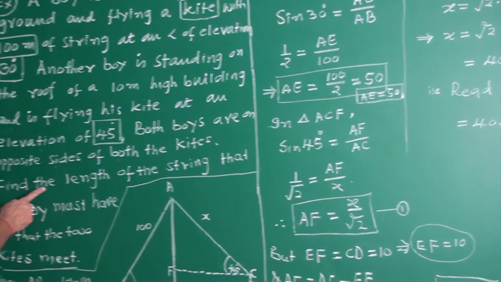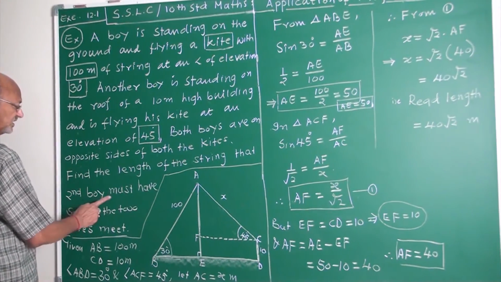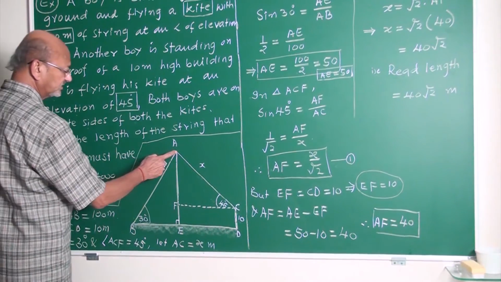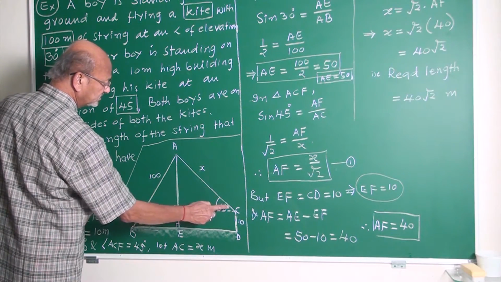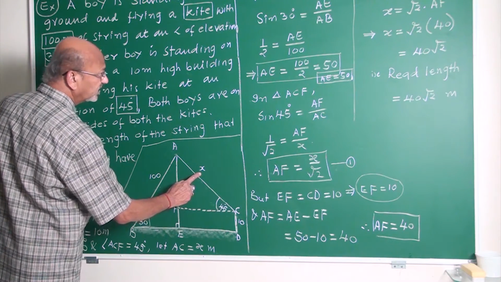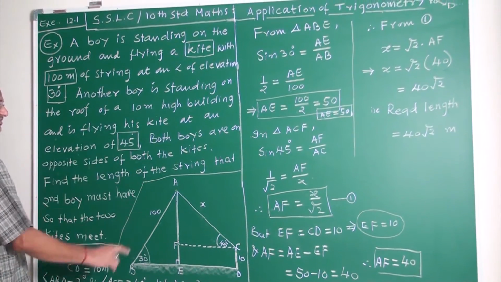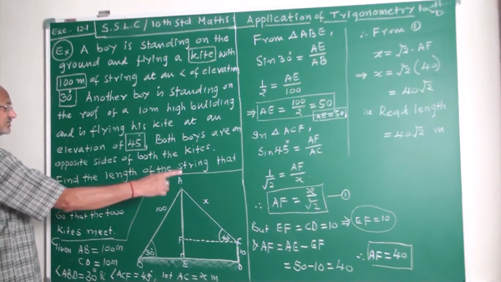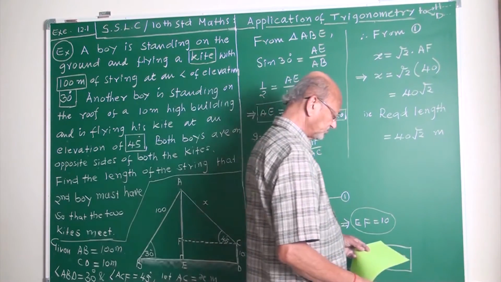Find the length x, the length of the string that the second boy must have so that the two kites meet here. The value of AC is the length of the string for the second kite from the second person. I have written this in the simple language of mathematics. Required length is 40 root 2 meters, my friend. This is another good example.